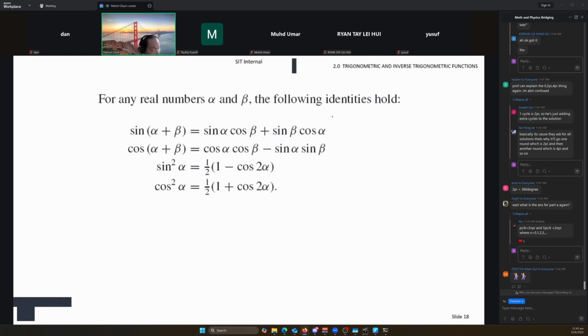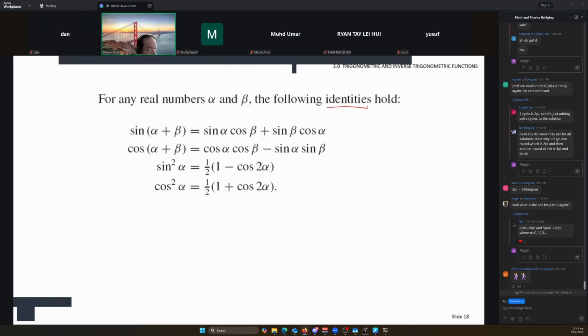Next is to refresh your memory on identities. Identity means this expression will always be true, regardless of the values of alpha. Always true, regardless of the range of alpha, the range of beta.